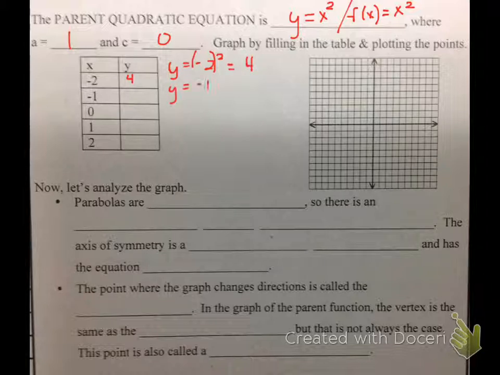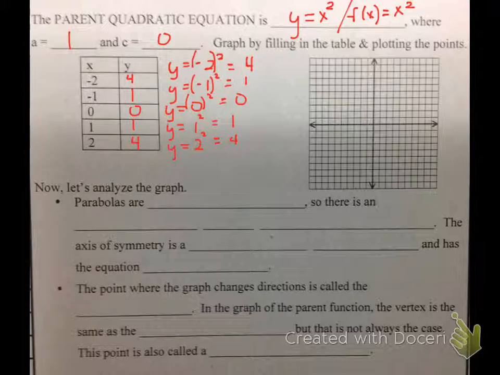We have y equals negative 1 squared, and that is 1. And the reason it's positive is because a negative times a negative, negative 2 times negative 2, is positive 4. Y equals 0 squared, obviously 0. Y equals 1 squared is 1. Y equals 2 squared is 4. Notice that pattern repeating itself. And again, we'll talk more about that on a later date. Let's go ahead and graph this and see what it looks like.